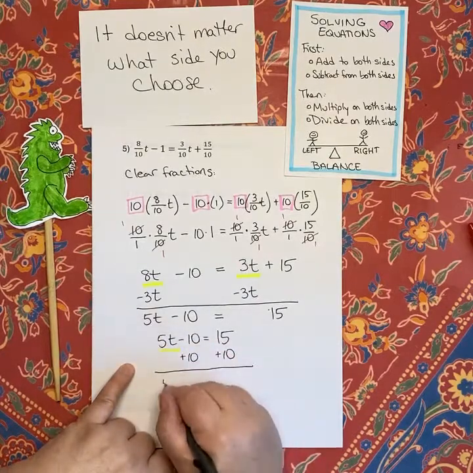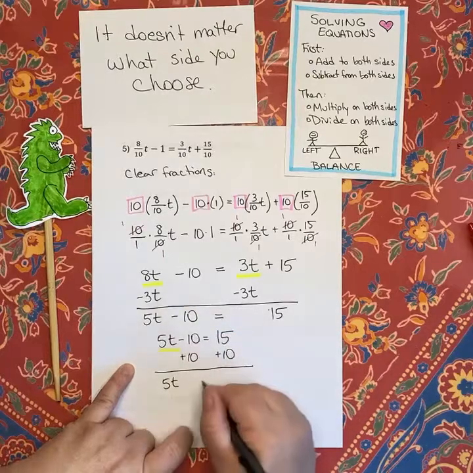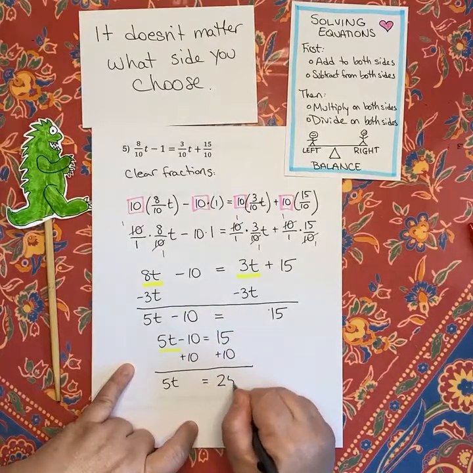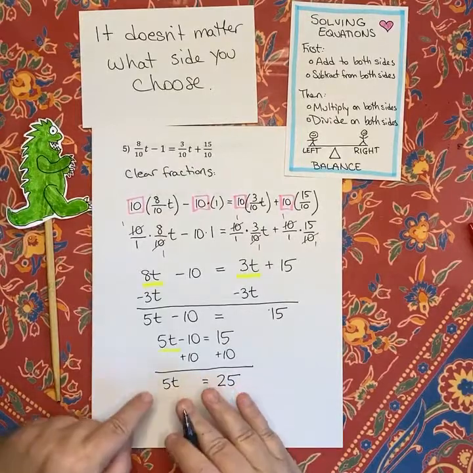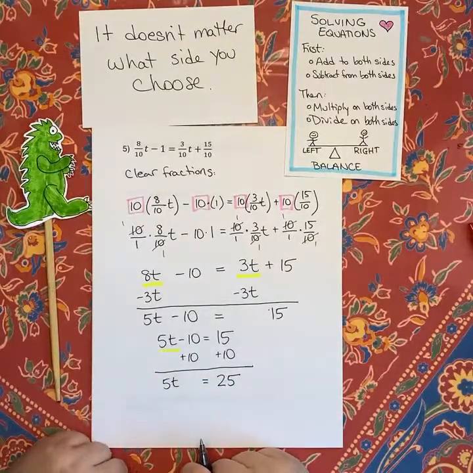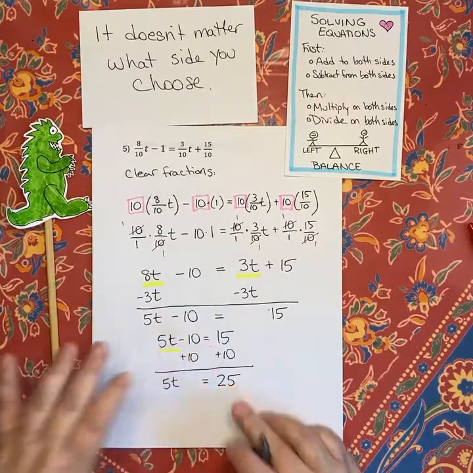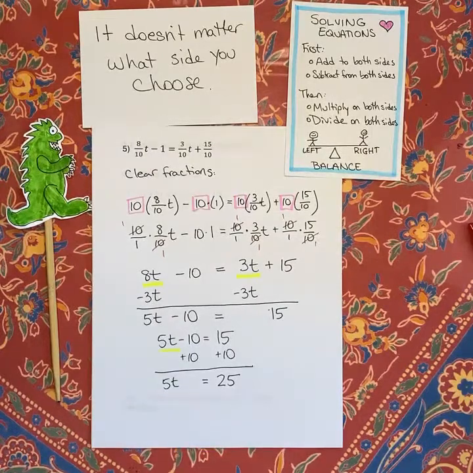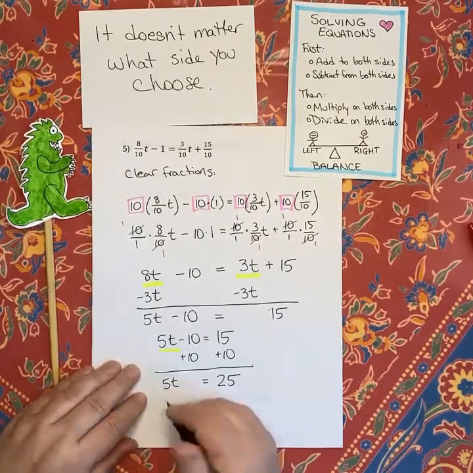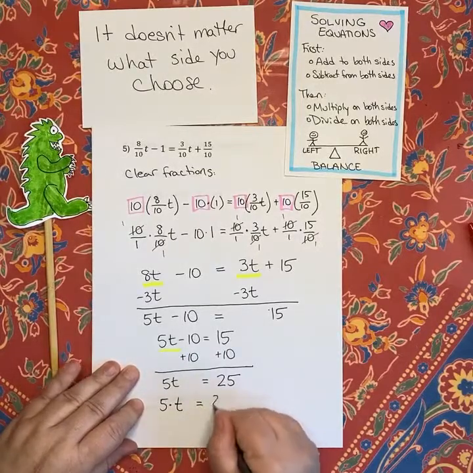Over here, 5t, these cancel, the minus 10 plus 10. And then here I've got 25. I've got my variable over on the left. I've got my constant over on the right. But I haven't isolated the variable. I have a 5 there. And in fact, it's 5 times t equals 25.